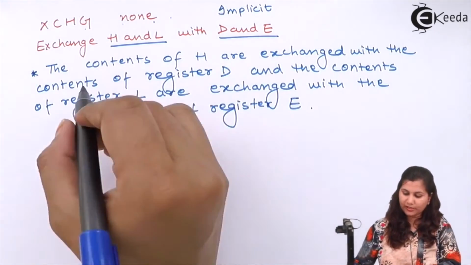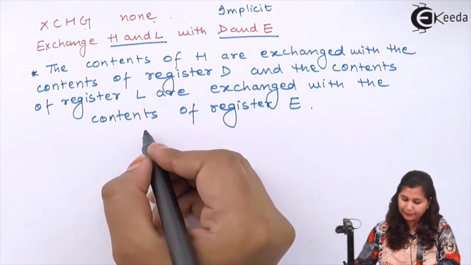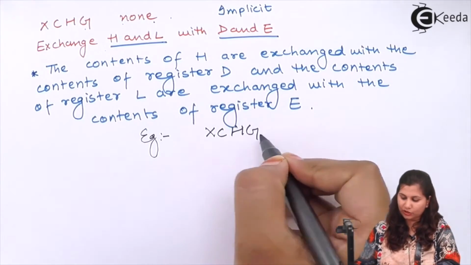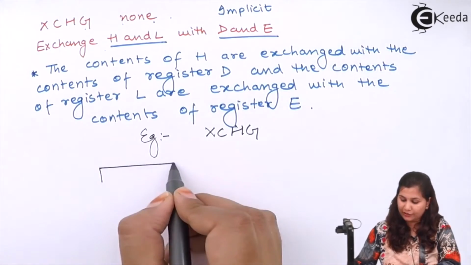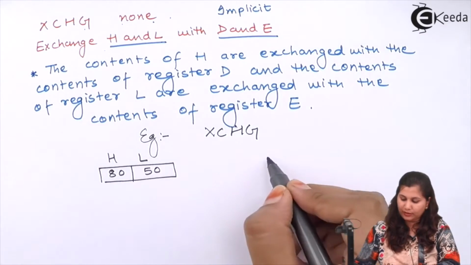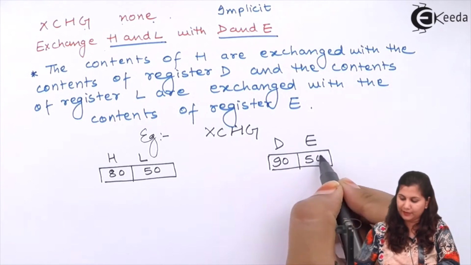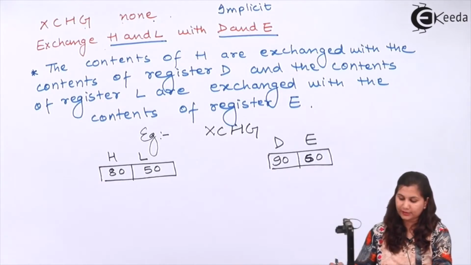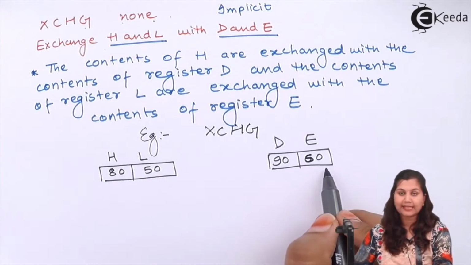So this instruction is just exchanging the contents of the register pair HL with DE. If we take an example, in the program we just write the instruction XCHG. No operand has to be specified because it is given in the instruction itself. Suppose the HL register pair has 8050 and the DE register pair has 9060.